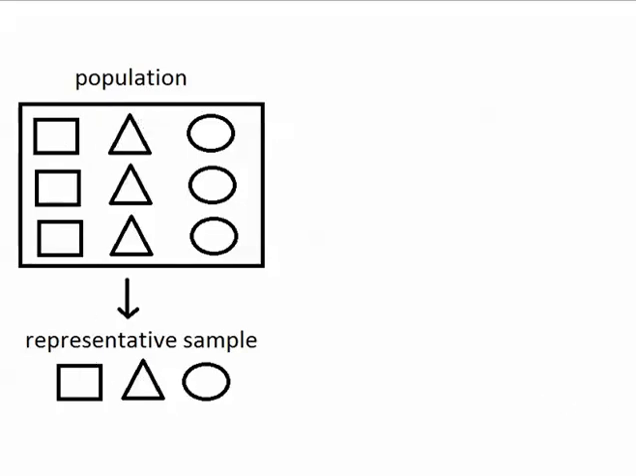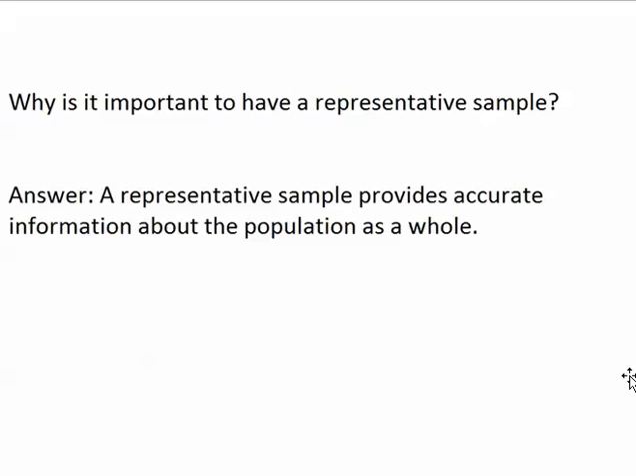Now, why is it important for a researcher to have a representative sample? A representative sample provides accurate information about the population it came from and leads to accurate conclusions about the population as a whole. No sample is ever perfectly representative, but a researcher will want to have a sample that's as representative as possible. That's because the more representative the sample is, the more accurate the conclusions about the population will be. Now, how does a researcher get a highly representative sample?